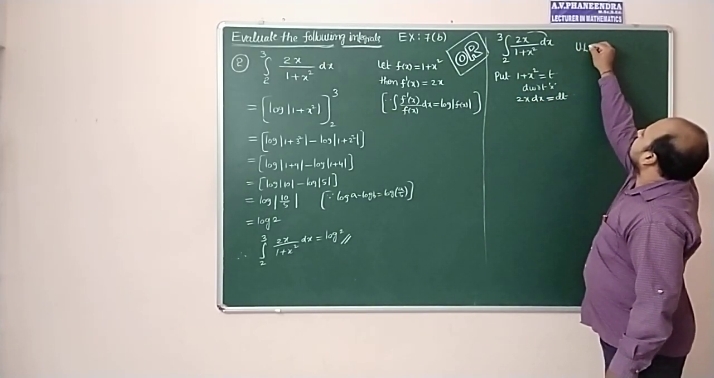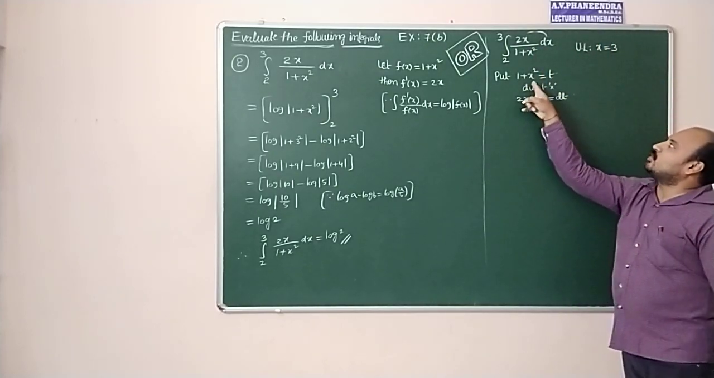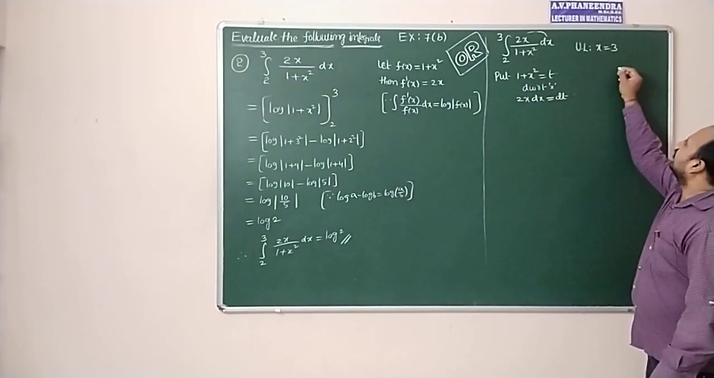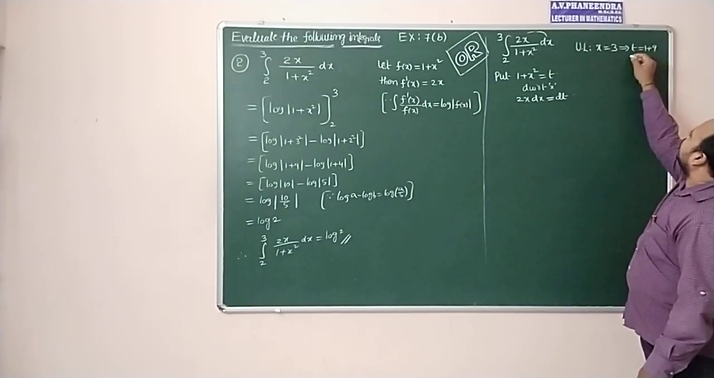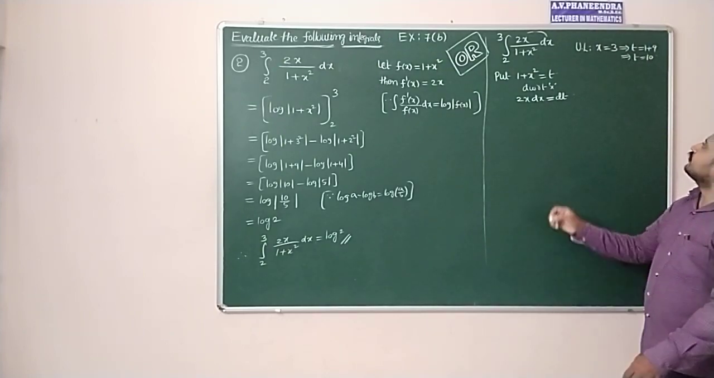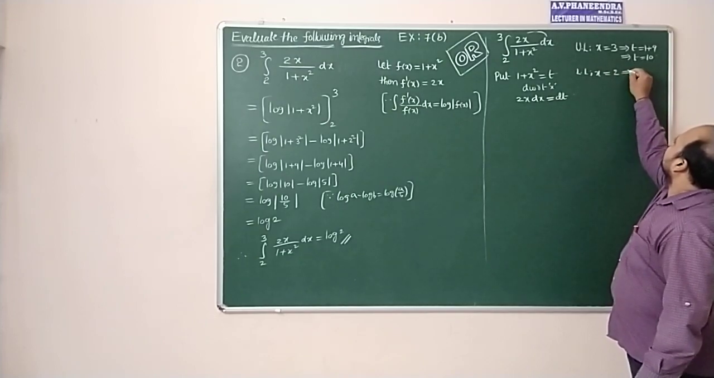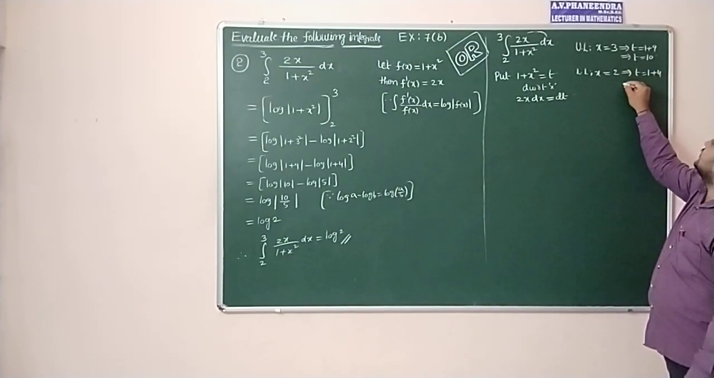Upper limit: when x is equal to 3, substitute here, t equals 1 plus 3 square, that is 1 plus 9, so t is equal to 10. Lower limit: when x is equal to 2, t is equal to 1 plus 2 square, that is 1 plus 4, so t is equal to 5.